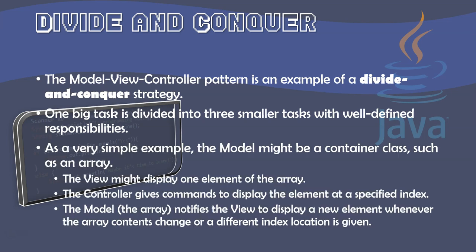So even though this is a very simple example, we can say our model might be a container class such as an array. Then the view might display an element of that array. The controller will allow us to give commands to display the element at a specific index. The model, of course, would notify the view to display a new element whenever the array contents change or a different index location is given.